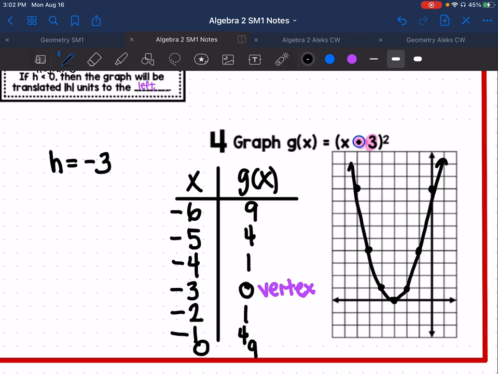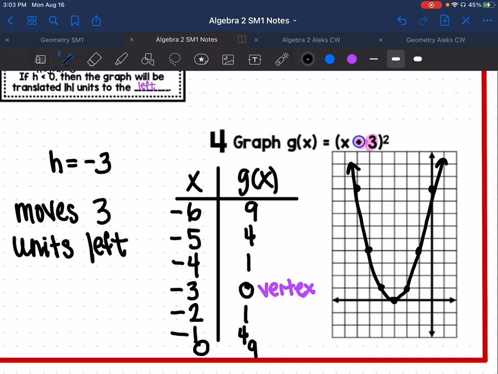And if you go back and look and compare this to the parent function, remember the parent function had the vertex right here at 0, 0, and it has shifted over 1, 2, 3 units. So I would say it moves 3 units left. And you can actually see the movement to the left.